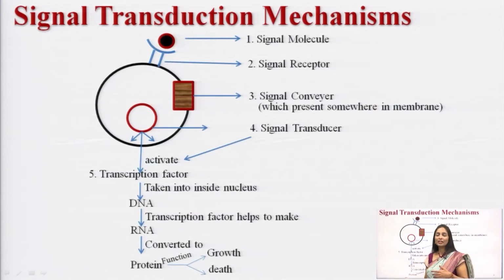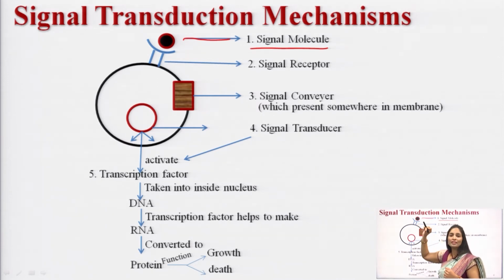And if you see the diagram here, you can understand in a much better manner. So, this is a cell. First, I had said we have totally 5 steps here. First one is the signal molecule. So, this one is a signal molecule. What is a signal molecule? You can term it as a ligand. It is either a neurotransmitter, a hormone, a drug, or any chemical substance, which can be termed as a signal molecule.